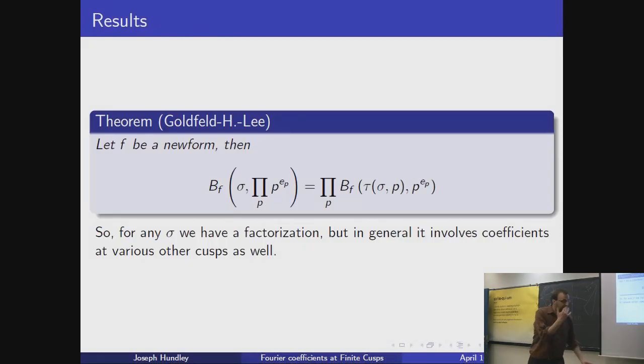Okay, so here's our first result. If you take a new form, then you have a factorization, but it looks a little different. And what's a little different is that if you have sigma here, you get something else here, which a priori depends on both your original choice of sigma and the prime. Okay. So for any sigma, we have a factorization, but it involves Fourier coefficients at other cusps as well.